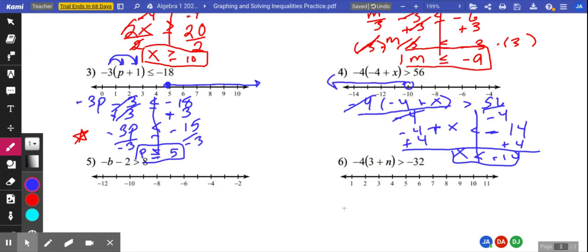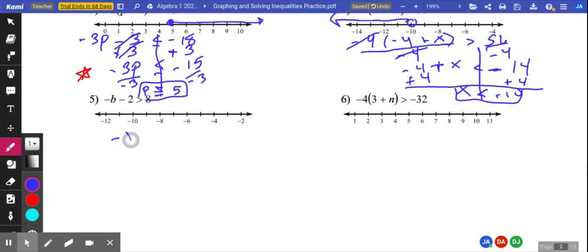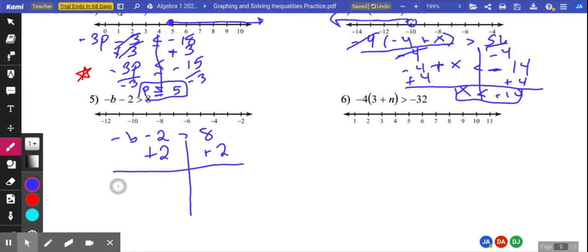All right, so number 5, we have -b minus 2 is greater than 8. So we want to get the b alone. So let's add 2 to both sides to isolate the b term. So then we have -b is greater than 10. All right, so we almost have the b alone. We just have to divide by -1, so it's a positive b. So now we have b is less than -10.